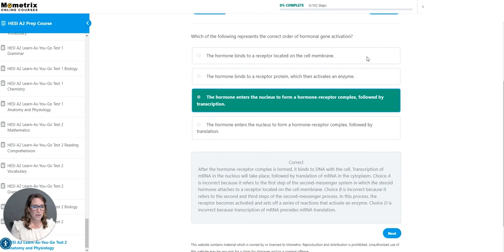So choice A is not correct because it refers to the first step of that second messenger system. And then choice B is incorrect because it refers to the second and third steps. And then choice D is incorrect because it talks about the translation preceding the transcription. And we know transcription has to come first.